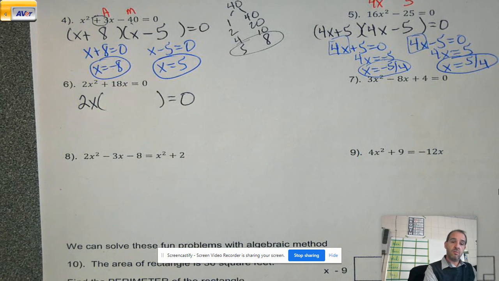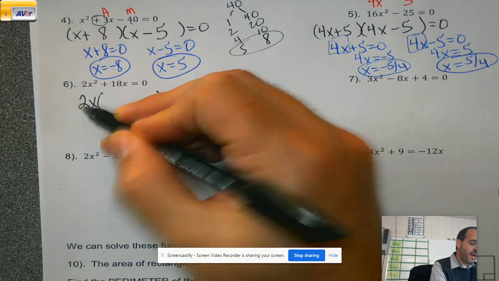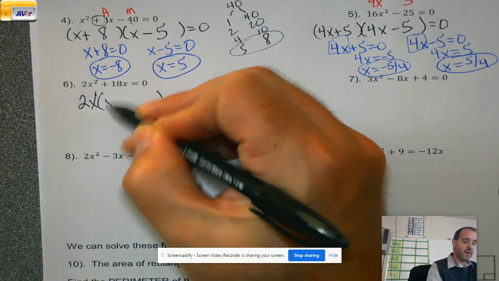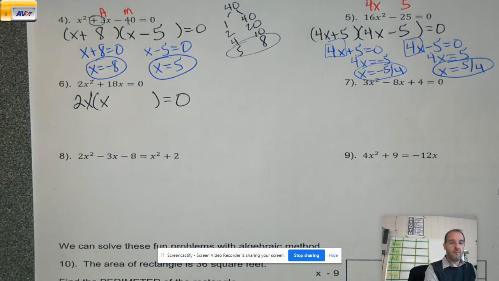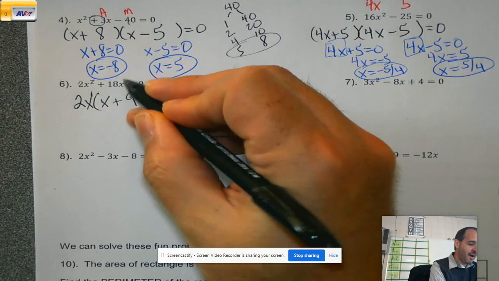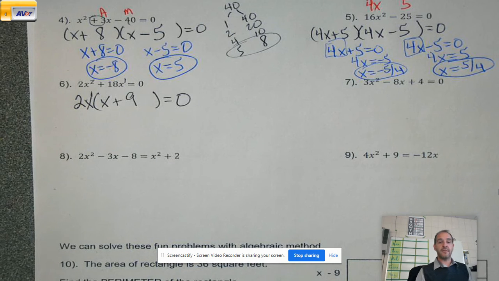So now, same thing as before. You can either do the division. 2 divided by 2 is 1. X squared divided by x to the first, 2 minus 1 is 1. 18 divided by 2 is 9. I already got 1x. I don't need any more x's.